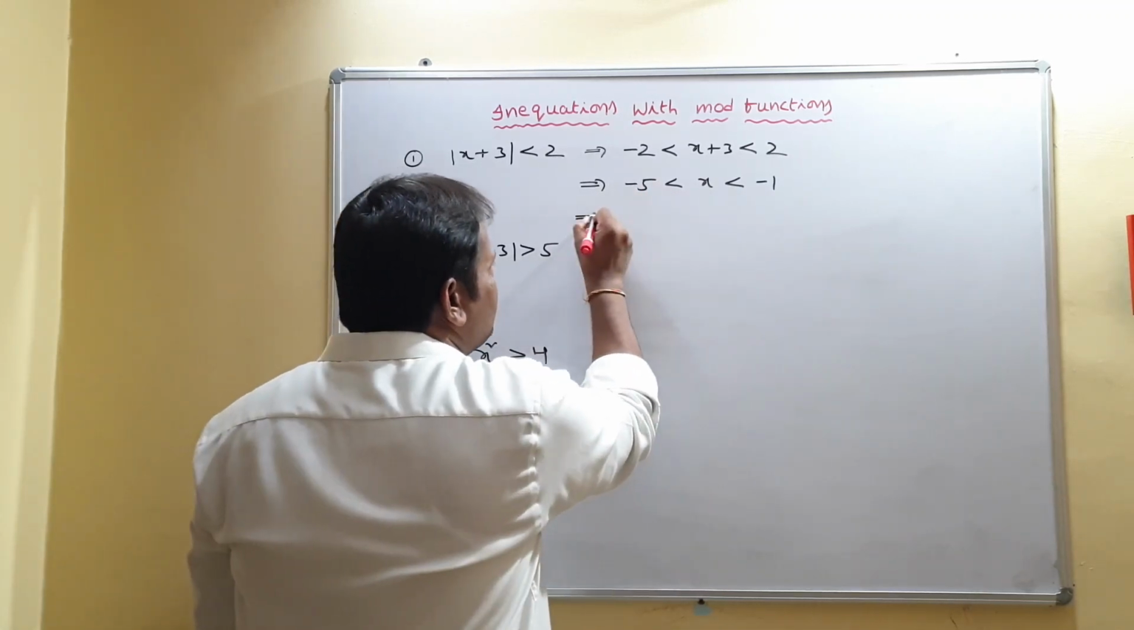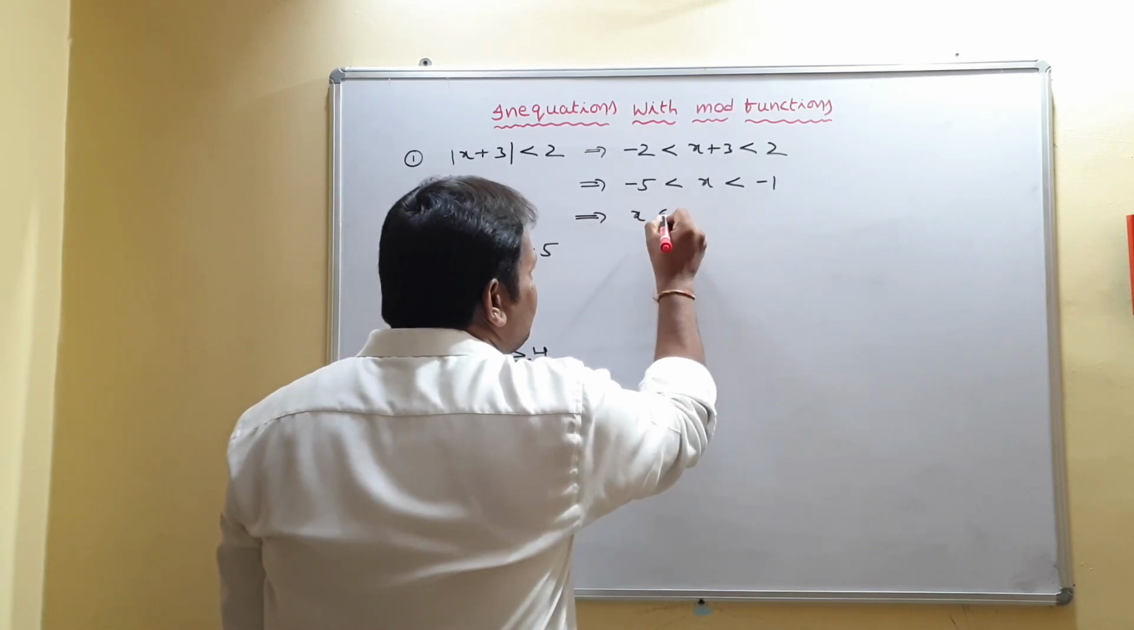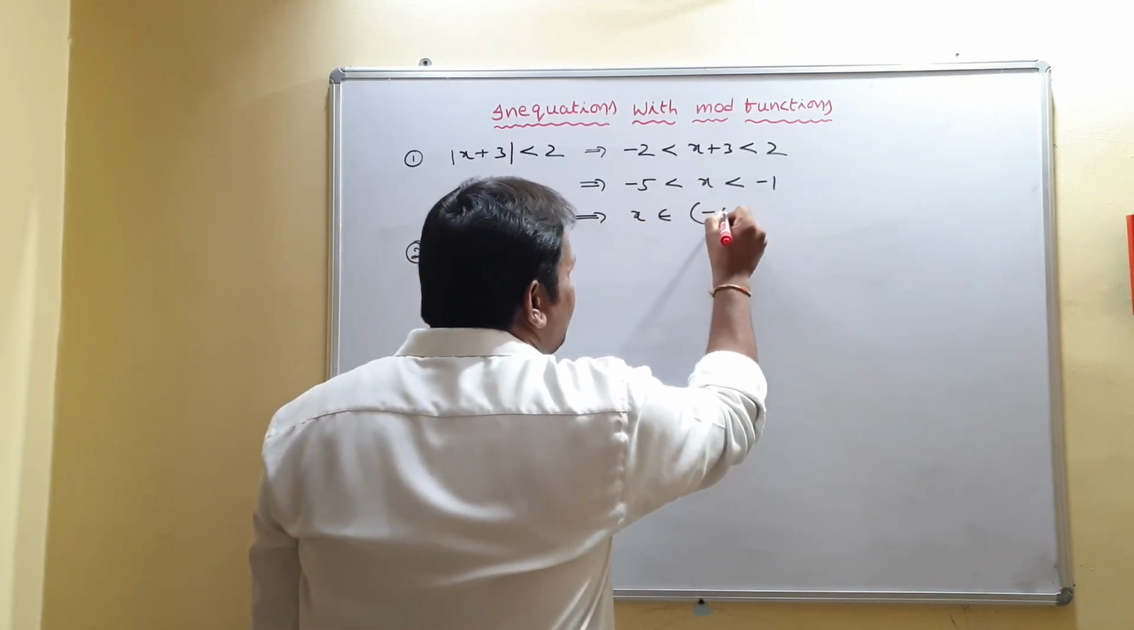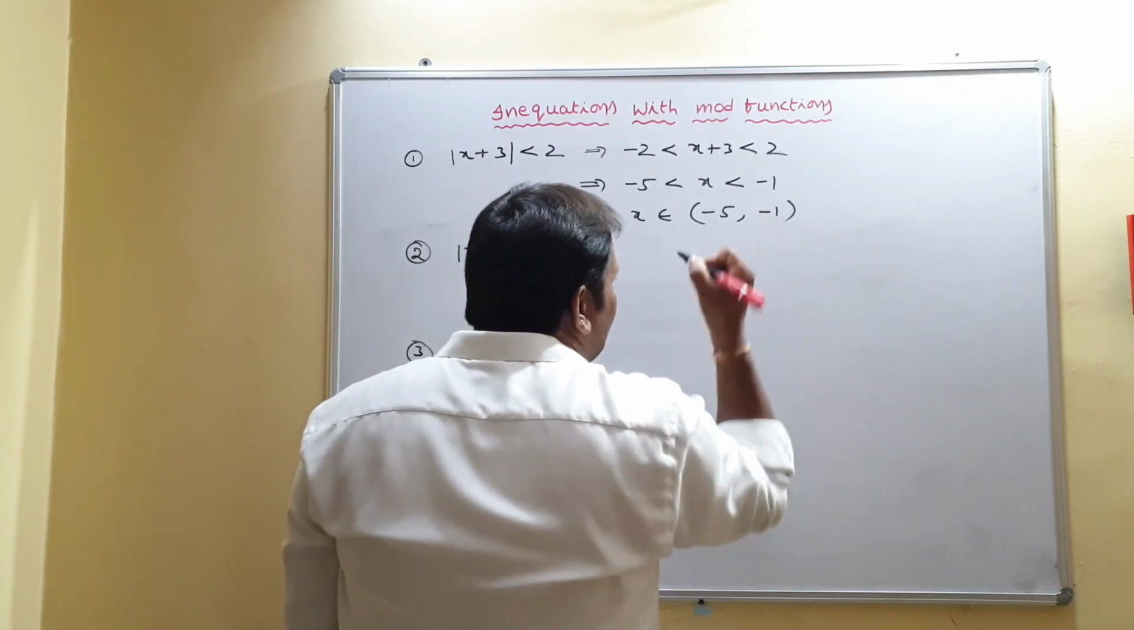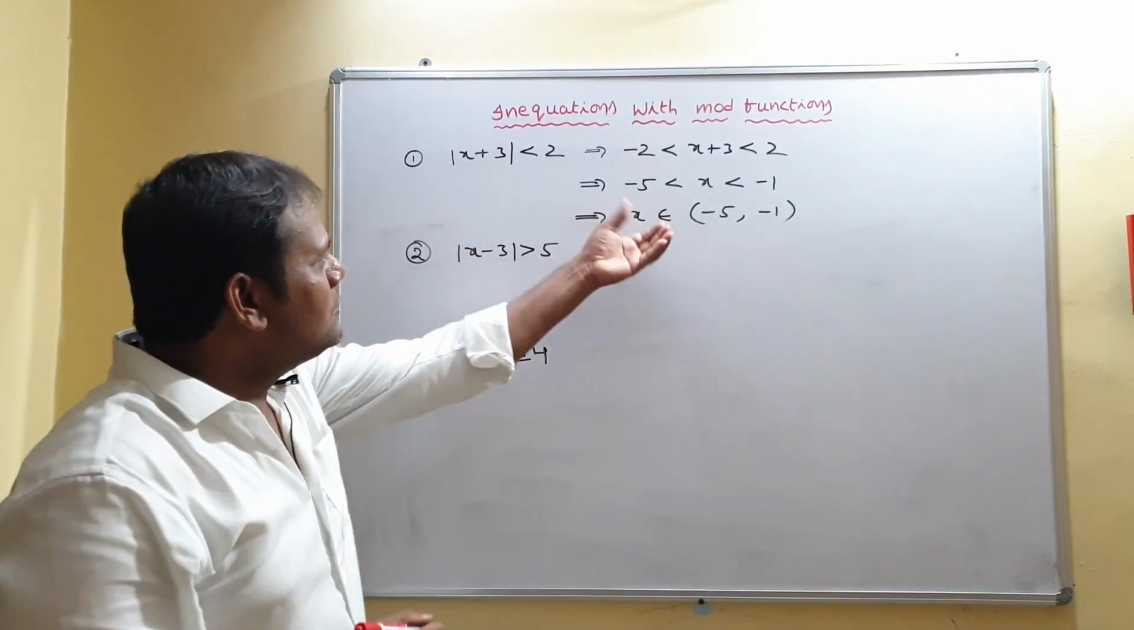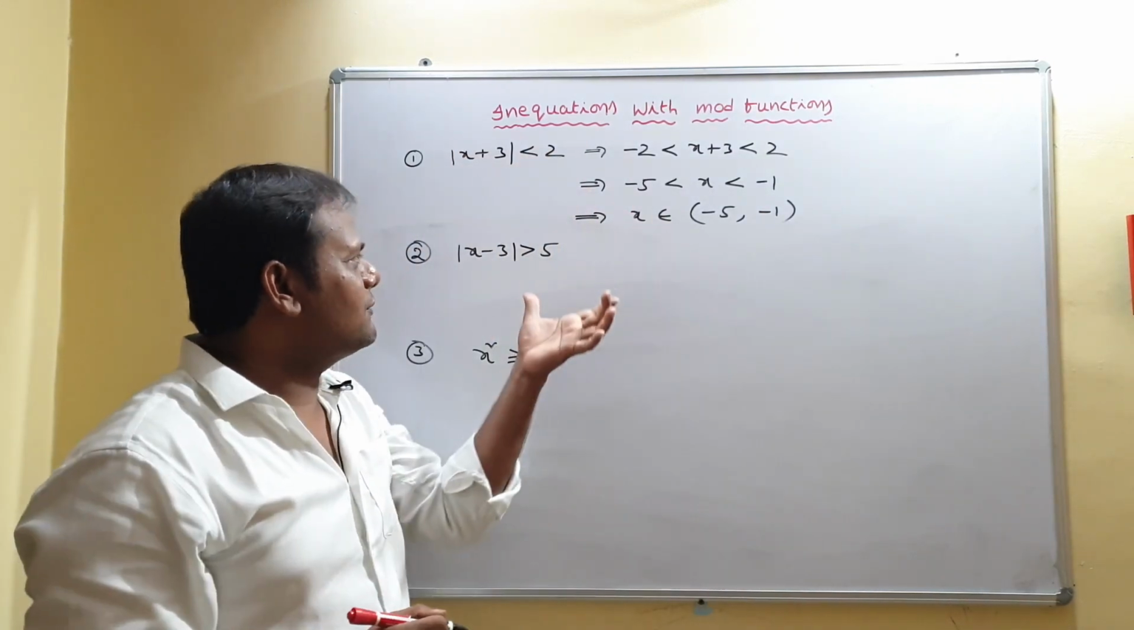So how to represent this in interval notation? X belongs to open interval minus 5 to minus 1. So this is the solution to this inequality.